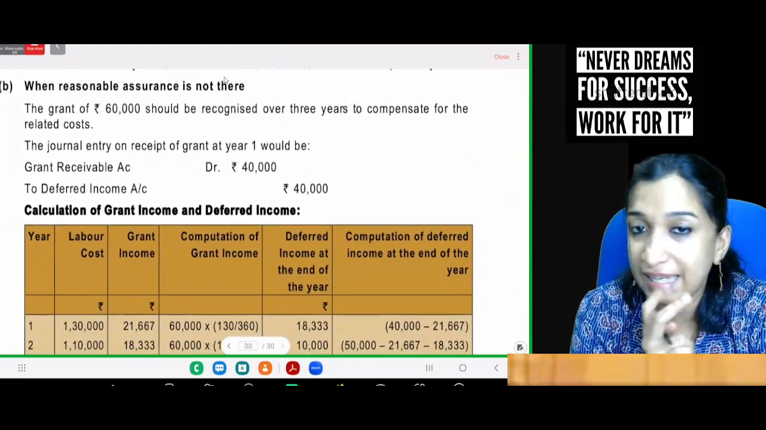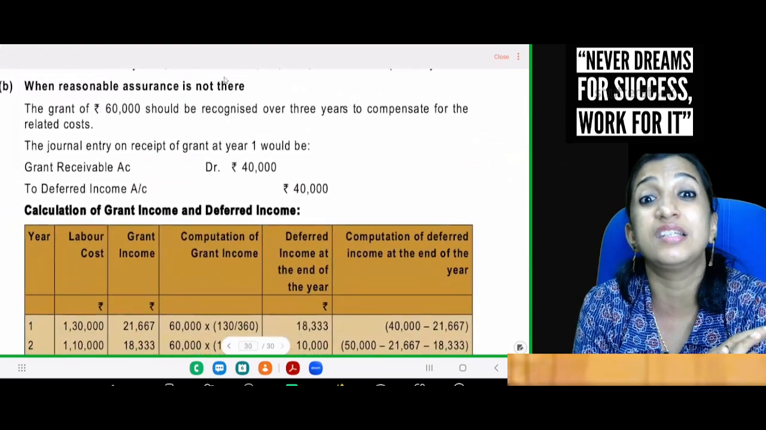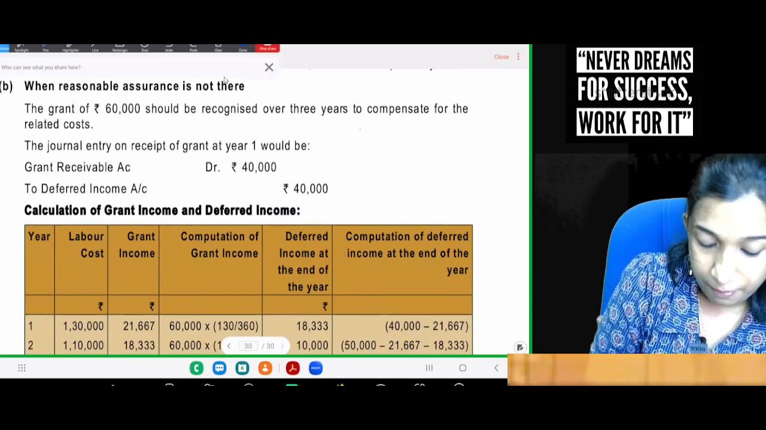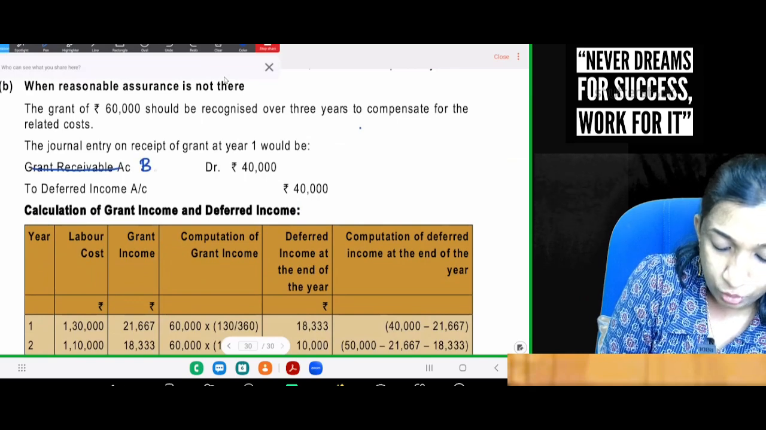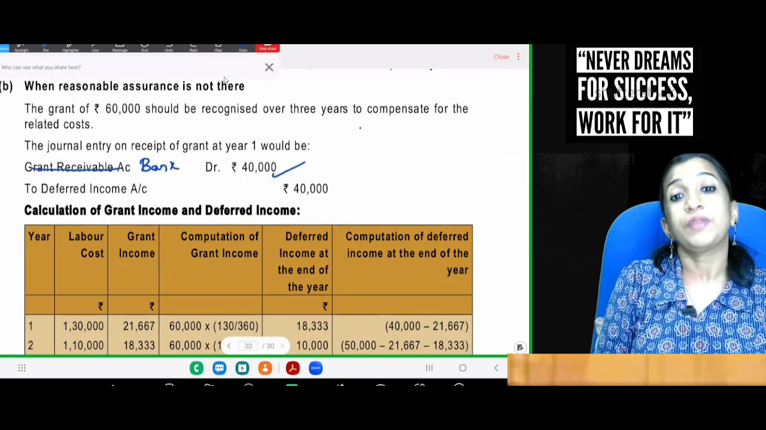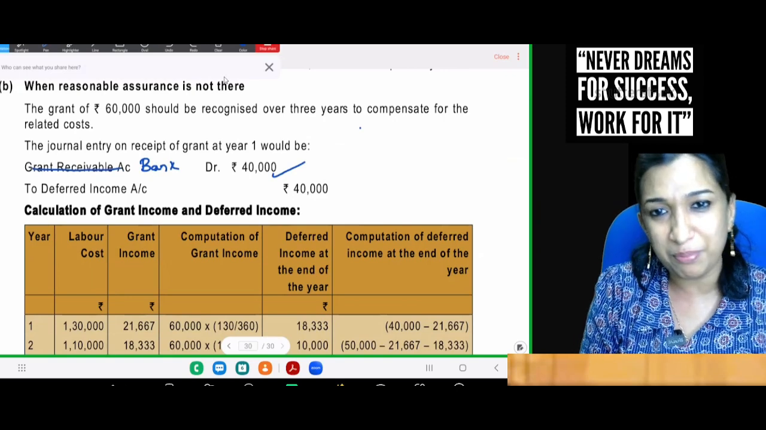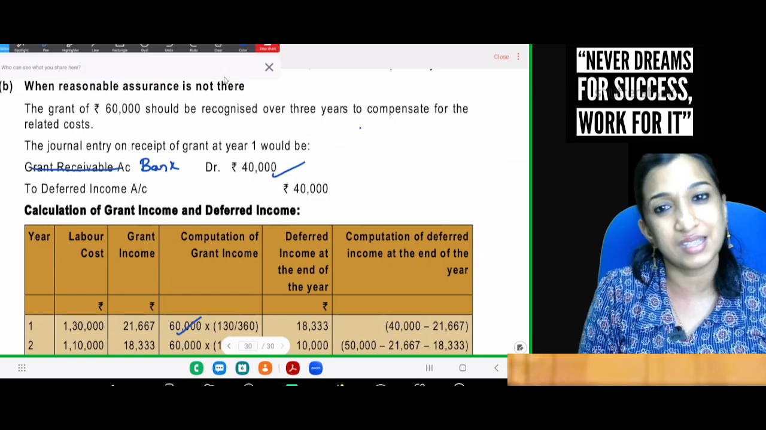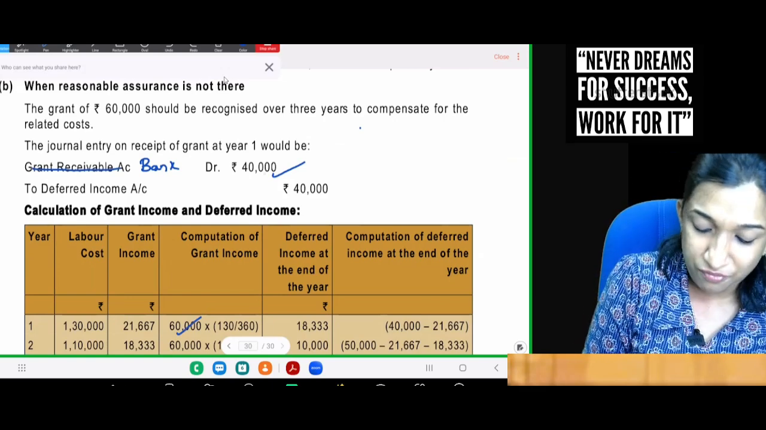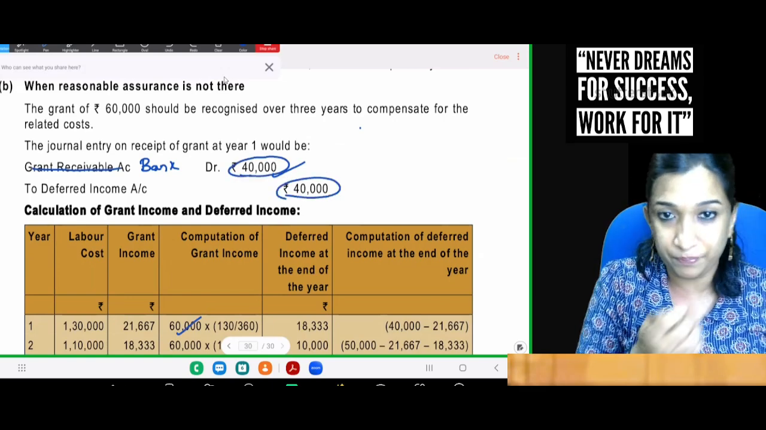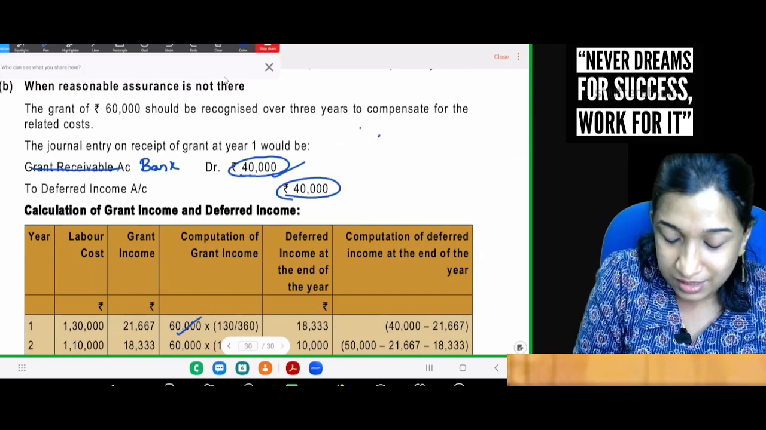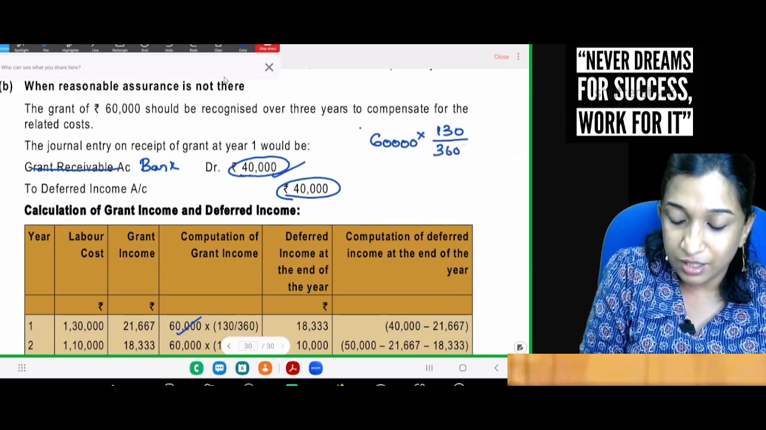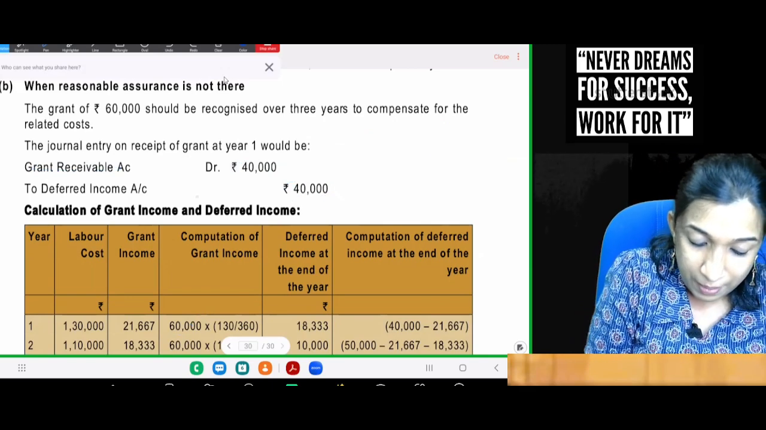Now there is a second scenario, when reasonable assurance is not there. If there is no reasonable assurance, we will recognize what is received. Bank to government grant 40,000. But I have received only 40,000, and what I have not understood is that they amortize to P&L in the same way. 60,000 itself they have amortized. So anyway, you received only 40,000, but you amortize to P&L 60,000 into 130 out of 360. So bank to deferred income.